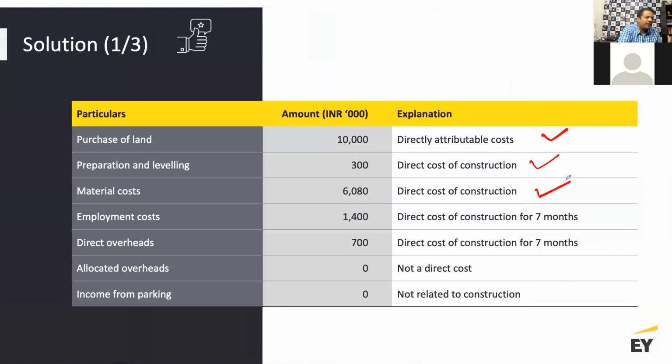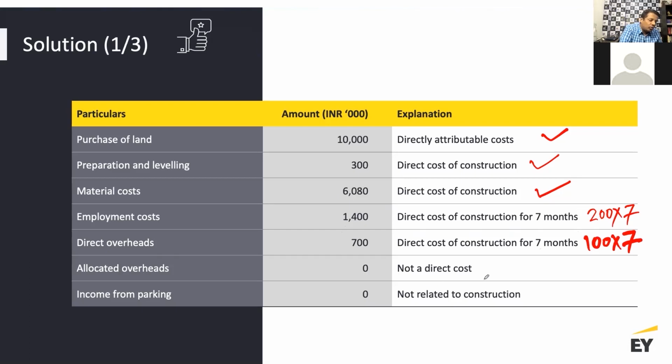Then I'm going to look at the employment cost for 7 months, which is April, May, June, July, August, September, and October, because 1st November is done. So 7 months is what I'm going to capitalize. My cost of employment is 200 into 7, and I'm going to capitalize that. Then the direct overhead is 100 per month, so 100 into 7 is what I am going to capitalize.